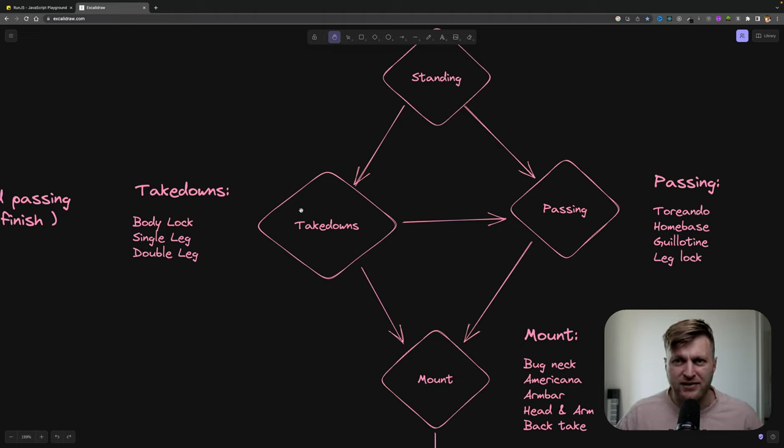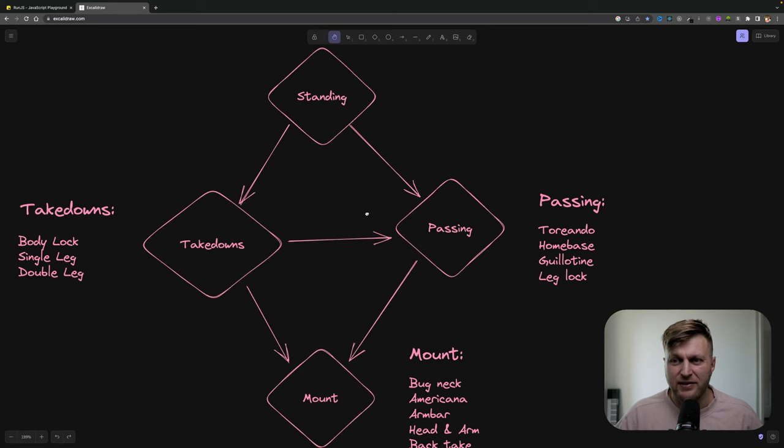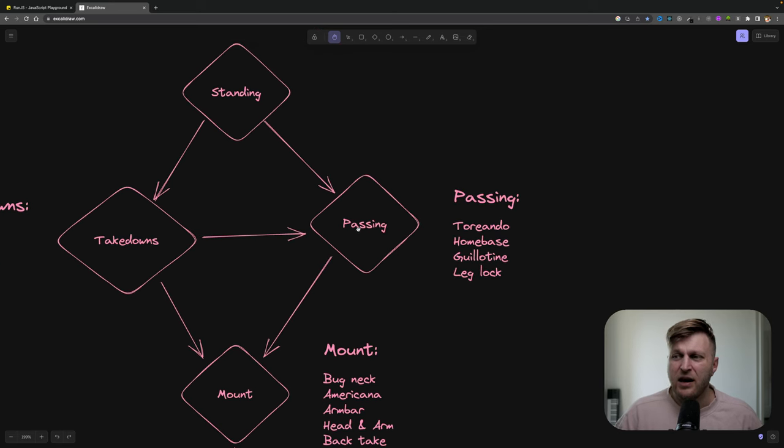Now, if I do get the takedown, you might end up in their guard, which basically comes to passing, right? So either if I take him down and I end up in guard, I will start passing, or if they're standing and they sit down, I start passing. I really want to focus on Toreando pass.